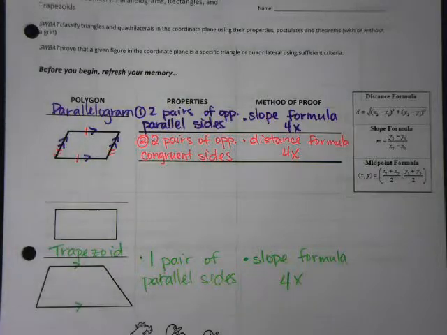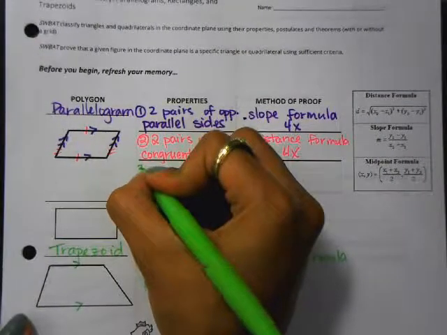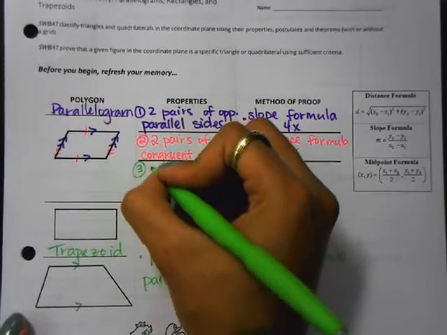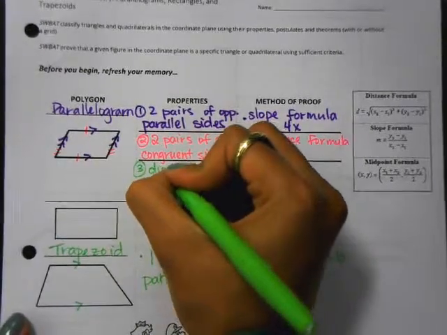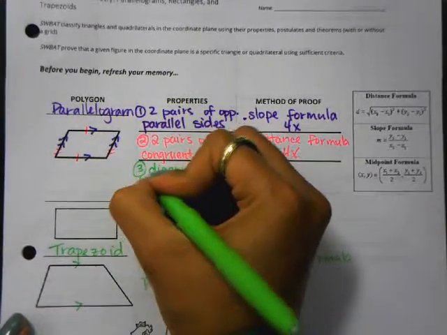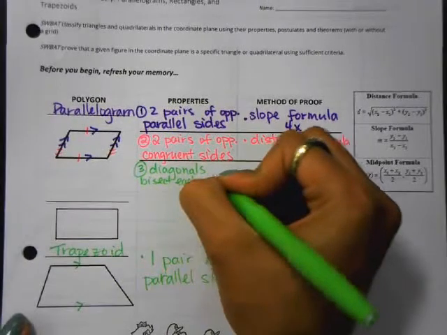Okay, last but not least, the third way you can possibly prove that a shape is a parallelogram is you can prove that the diagonals bisect each other. Okay, the diagonals bisect each other.